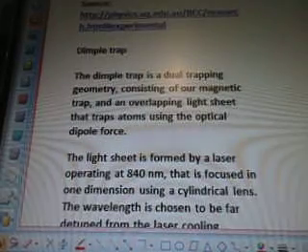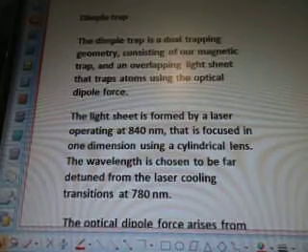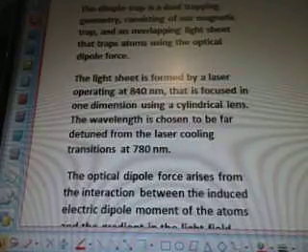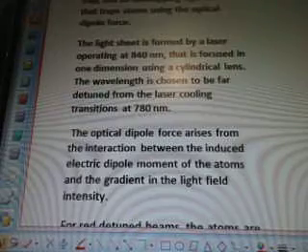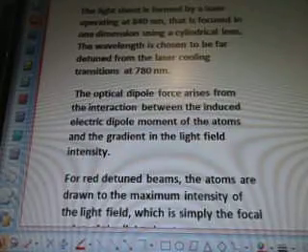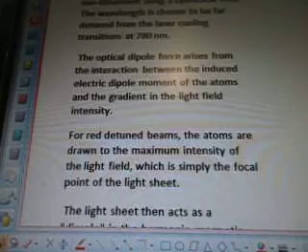light sheet that traps atoms using the optical dipole force. The light sheet is formed by a laser operating at 840 nm that is focused in one dimension using a cylindrical lens. The wavelength is chosen to be far detuned from the laser cooling transitions at 780 nm. The optical dipole force arises from the interaction between the induced electrical dipole moment of the atoms and the gradient in the light field intensity.